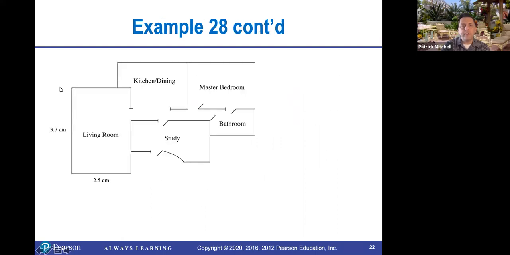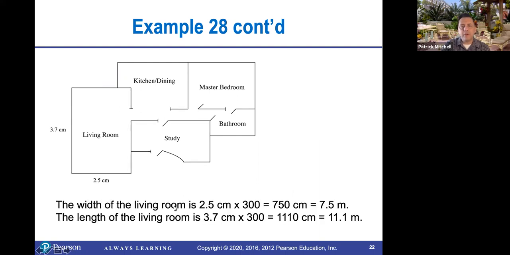So all you have to do to determine the actual dimensions of the living room is to multiply those two measurements by 300. So 2.5 centimeters times 300 is 750 centimeters, which is 7.5 meters. That's the width of the living room. And the length of the living room is 3.7 centimeters times 300, which is 1,110 centimeters, which is 11.1 meters. So the actual dimensions of the living room are 11.1 by 7.5 meters.